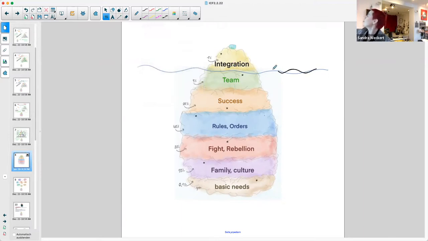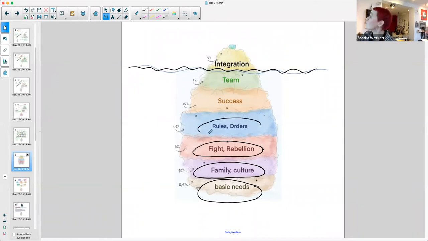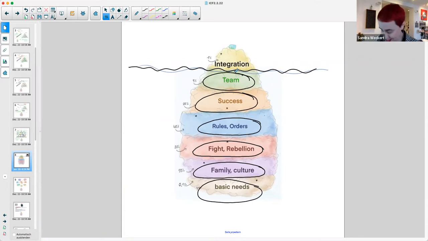I put all the so-called lower levels beyond the surface, like the beige with basic needs, the purple level with family and culture, the red level with fight and rebellion, the blue level with rules and order, the orange level where you want to be successful, and the green level where you understand that working in teams is much better than fighting alone for yourself. Like an iceberg, underneath the surface of the water.